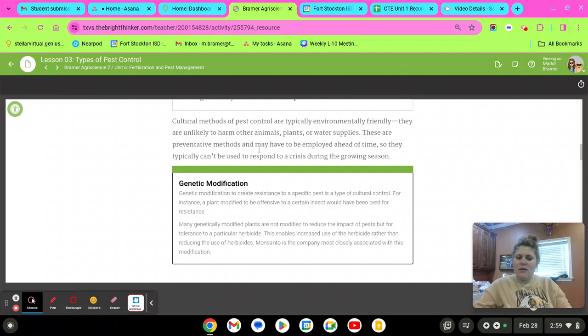But they're preventative. So if you've already got pests going on, it's a little bit too late to start these cultural methods. So you need to start them from the beginning.